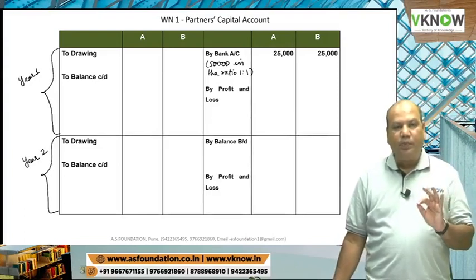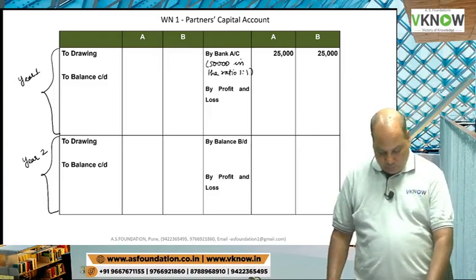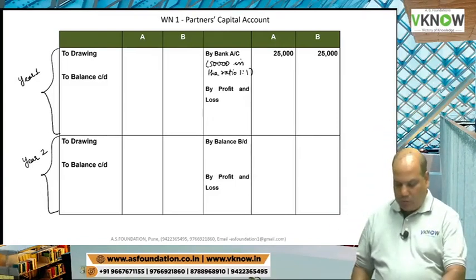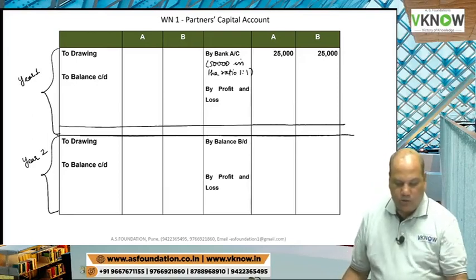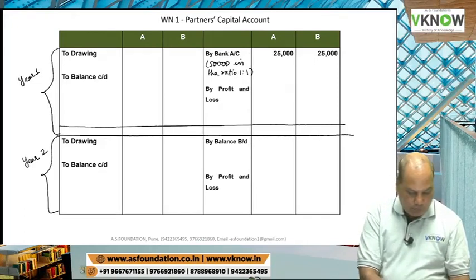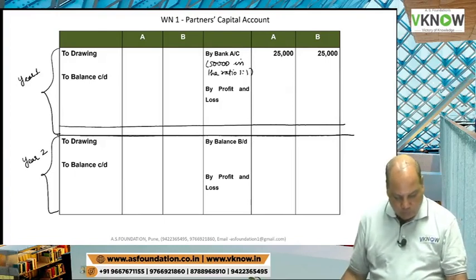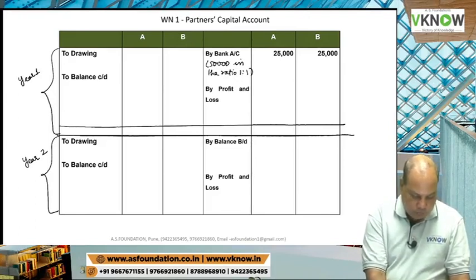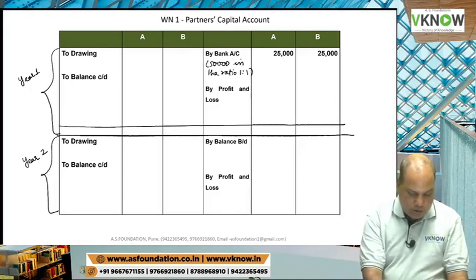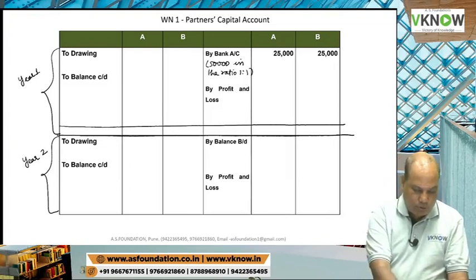Then just keep the format ready. By P&L account, debit side to drawing, and to balance carried down. Then draw one line here. This is year 1 will get over. In the same format, we'll start year 2 also. By balance brought down, by profit and loss account, debit side to drawing, to balance carried down.